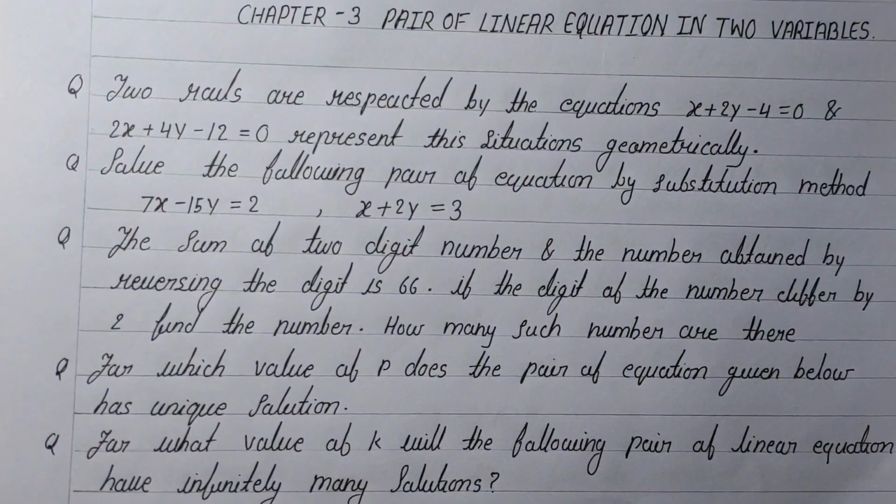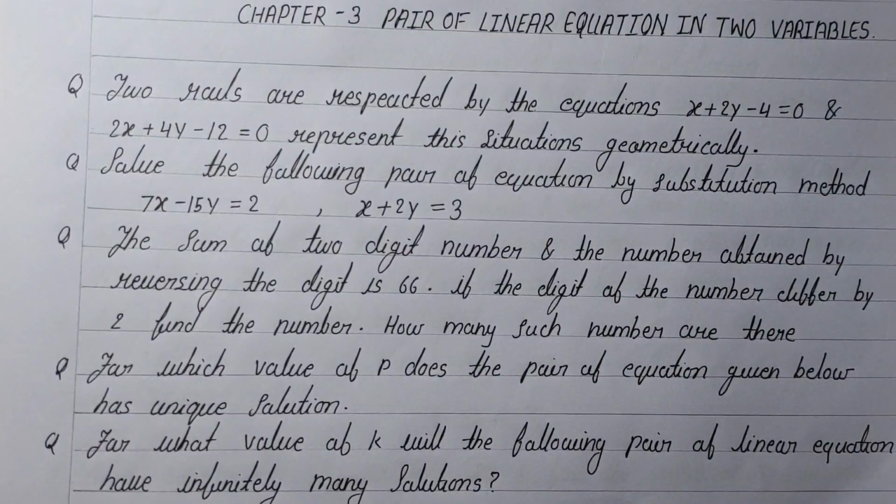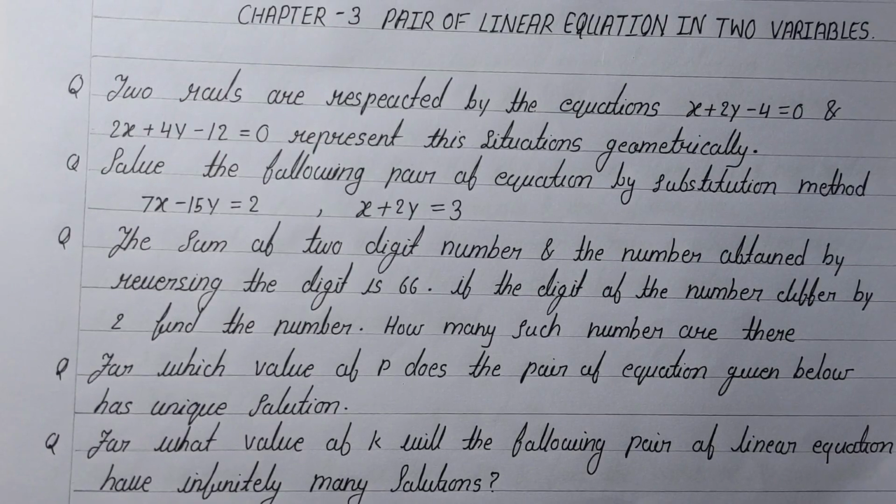Two lines are represented by the equations x plus 2y minus 4 is equal to 0 and 2x plus 4y minus 12 is equal to 0. Represent this solution geometrically. Next, solve the following pair of equations by the substitution method. 7x minus 15y is equal to 2. Next, x plus 2y is equal to 3.